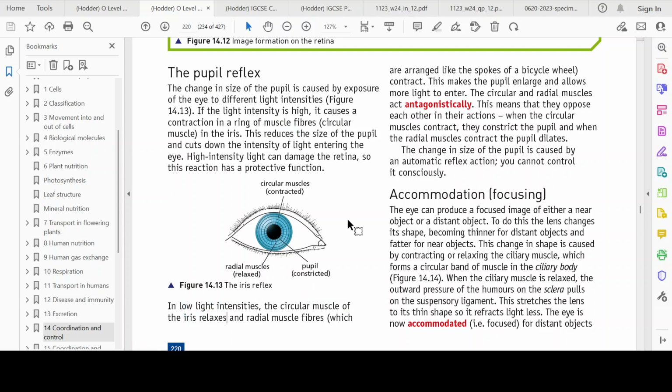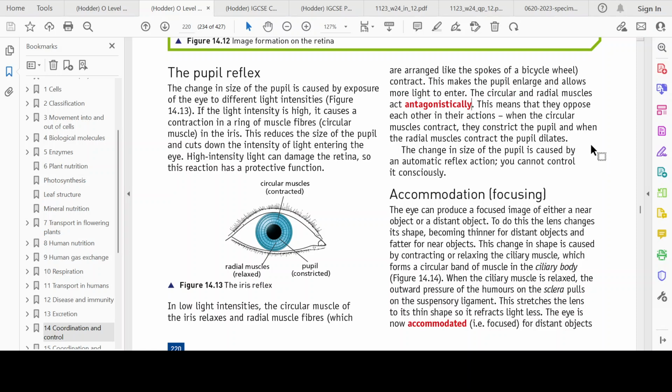It's perhaps easy to study only one of these. There's a pair of muscles, the circular and the radial muscles, so if you just know which one is which: for high light intensity, the circular muscles contract and the pupil becomes smaller. For low light intensities, the circular muscles relax and the pupil becomes larger, allowing more light to enter. What about the radial muscles? These muscles are antagonistic. Antagonistic means that if one is contracting, the other is relaxing.